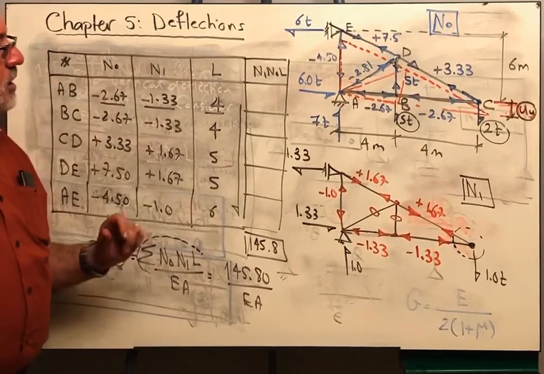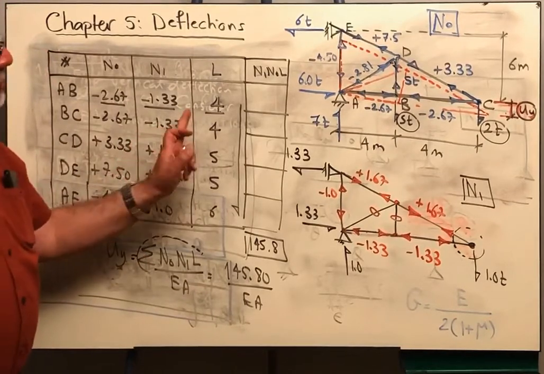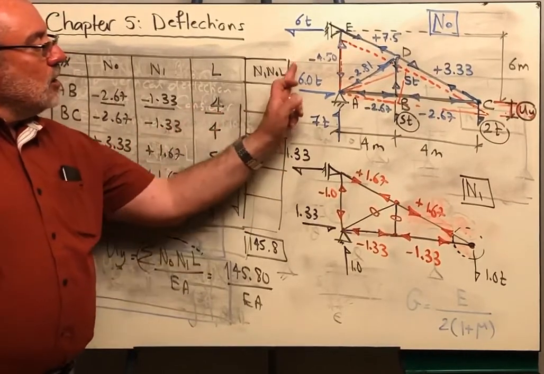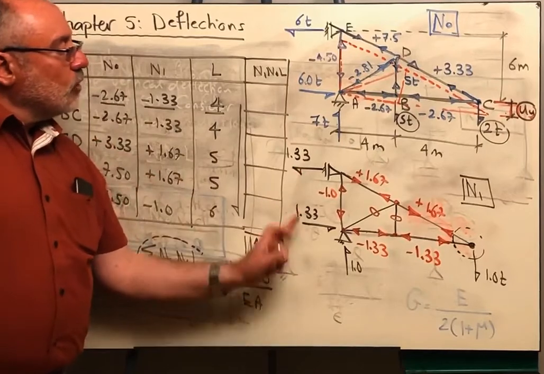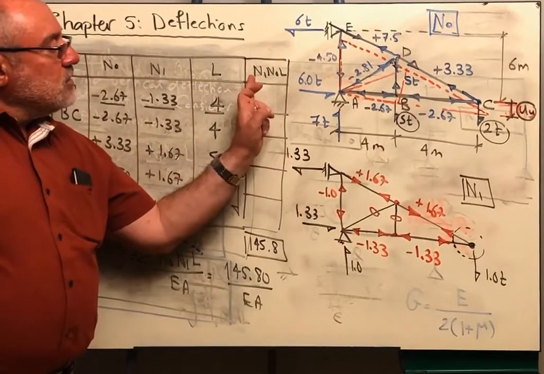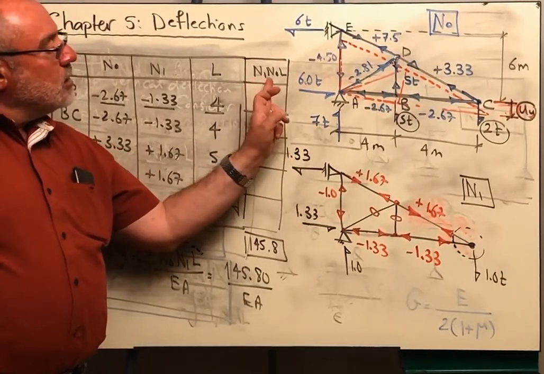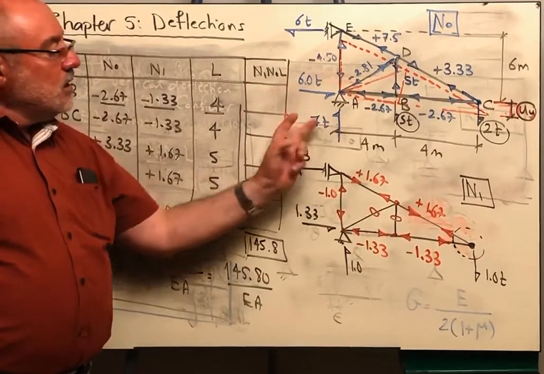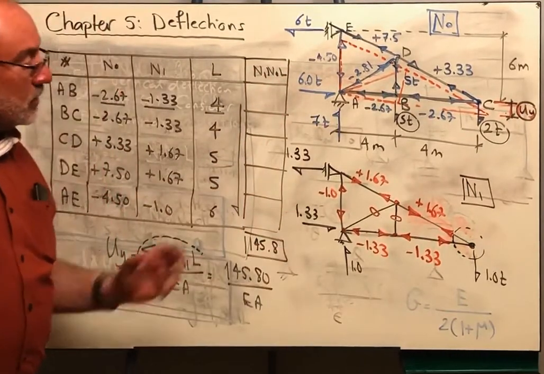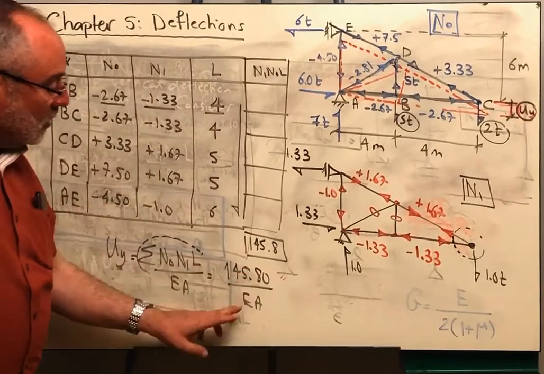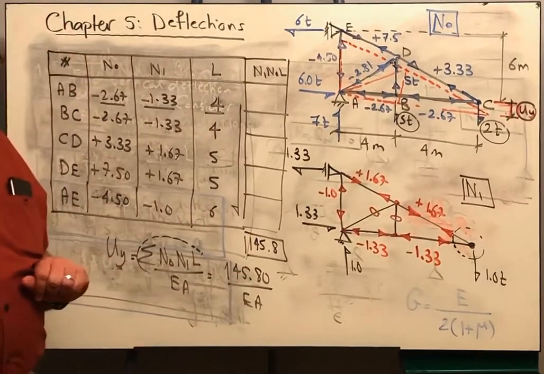be taken like this. If the value of EA is not constant, for every member, you are going to put in a separate column the magnitude of EA, and then divide the product N1 N naught L by EA, and then get the summation. But here we are having EA is the same, so we can take EA as a common factor.